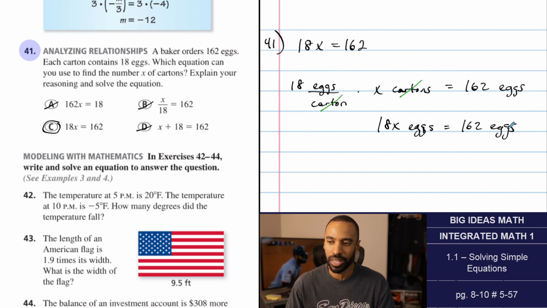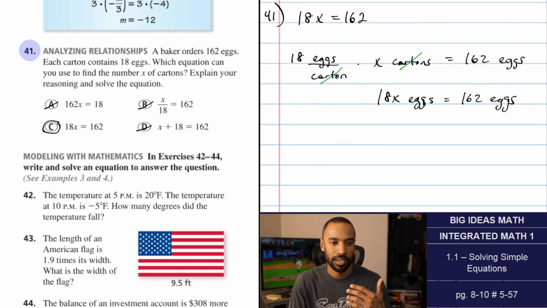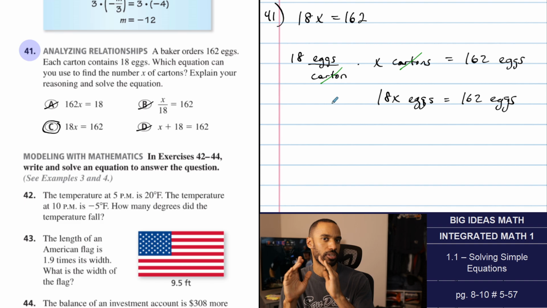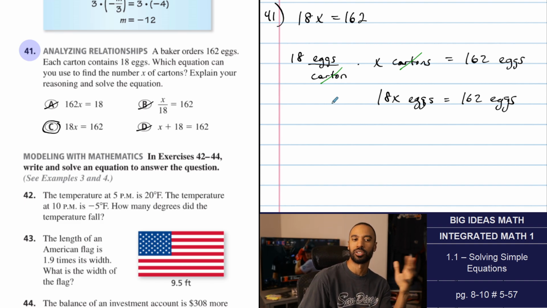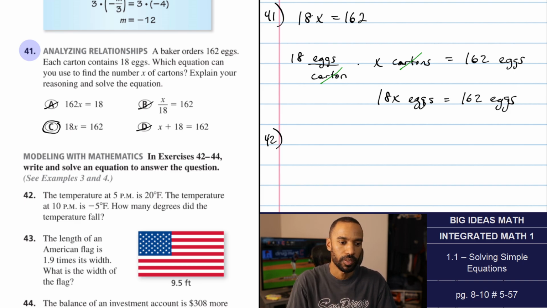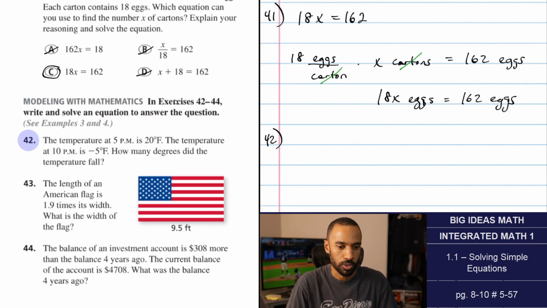So it's that relationship that needs to match the units. We can't add number of cartons with number of eggs per carton and get number of eggs out. In other word problems, you can't say number of socks plus number of pizza slices equals dollars. It just doesn't make sense. So we have to make sure that the units do. All right. They say see examples 3 and 4 for questions 42 to 44 in this set, and we'll see what we have to do.